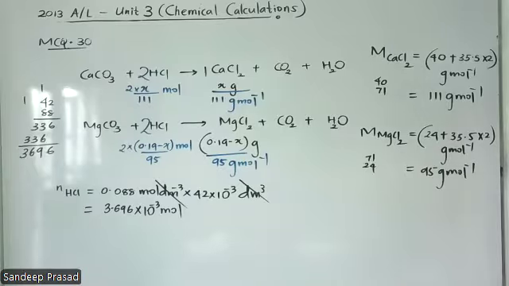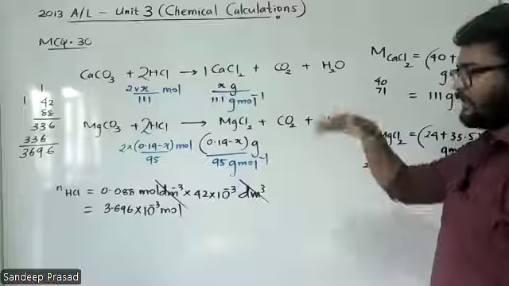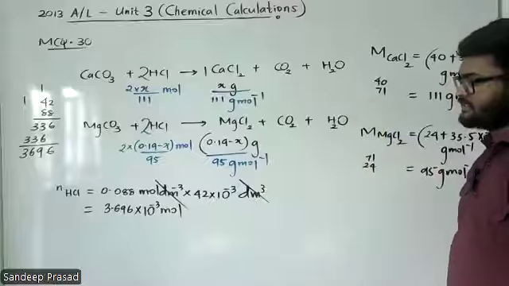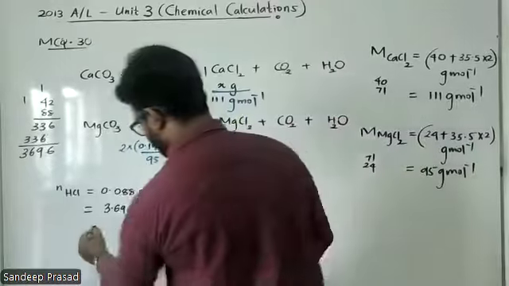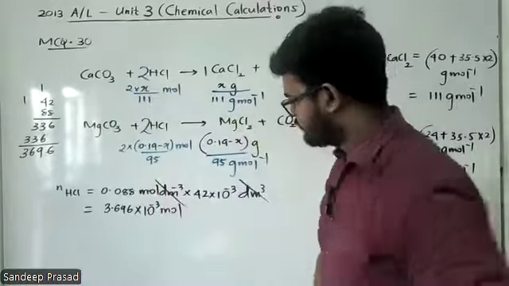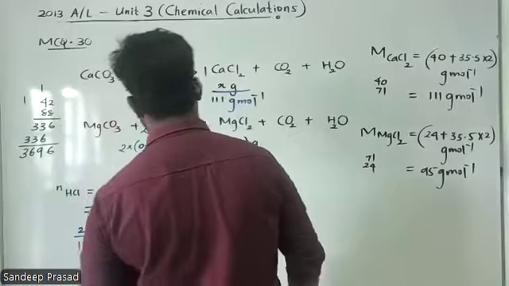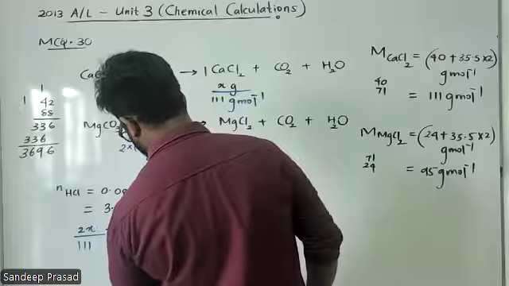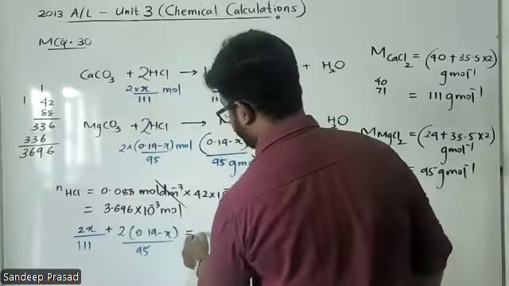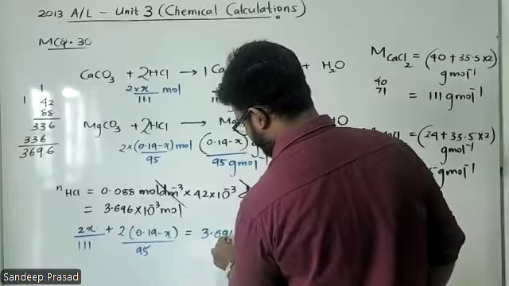Okay, now let's find the X value. We are obtaining the calcium chloride mass. Later we can find the calcium carbonate mass. So these are the total HCl. Then we can say that 2x divided by 111 plus 2 into (0.19 minus x) divided by 95 is equal to 3.696 × 10^-3.